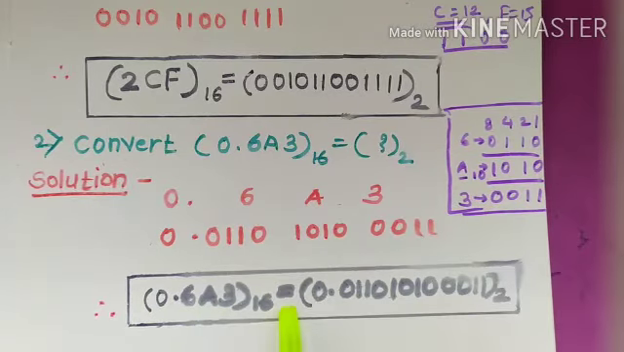0.683 hexadecimal is equal to 0.011010100011 binary. Is that clear? Okay.